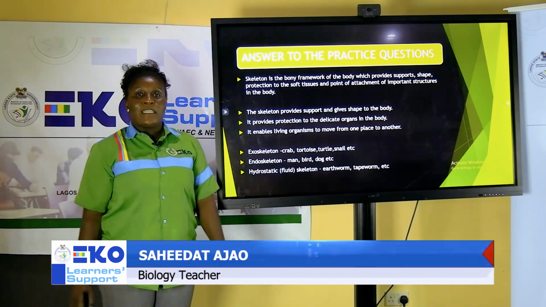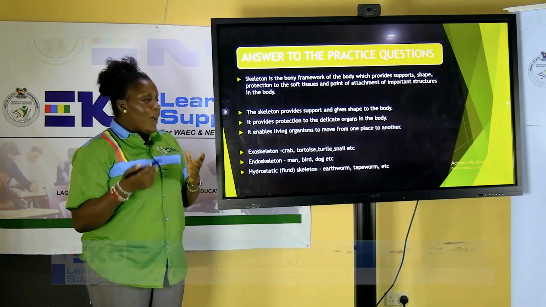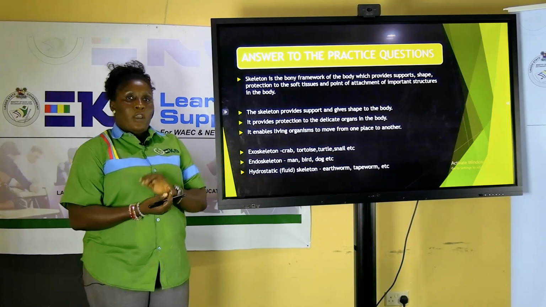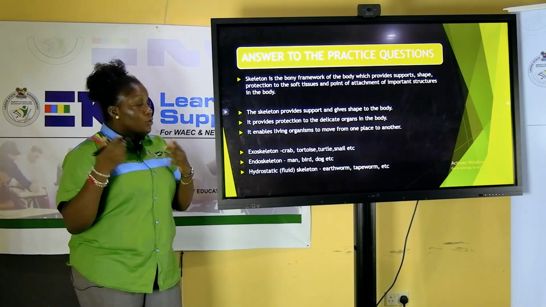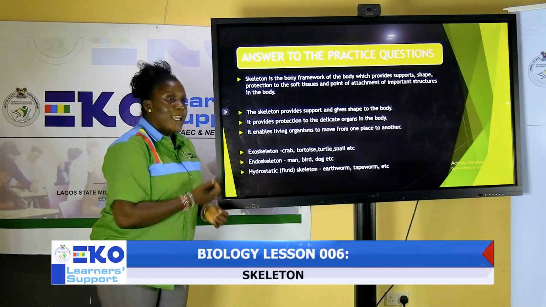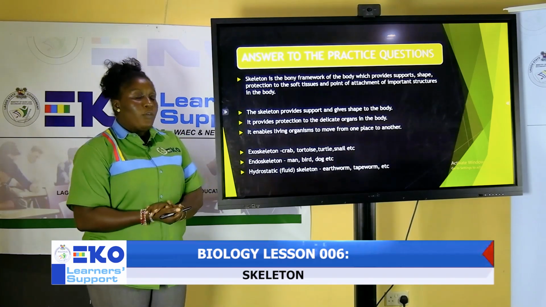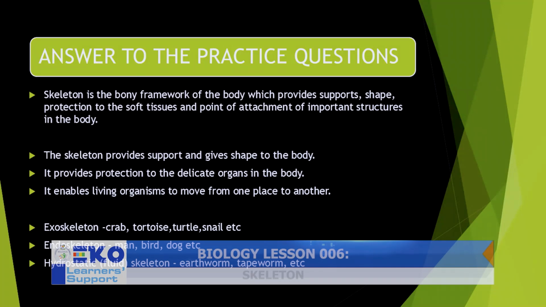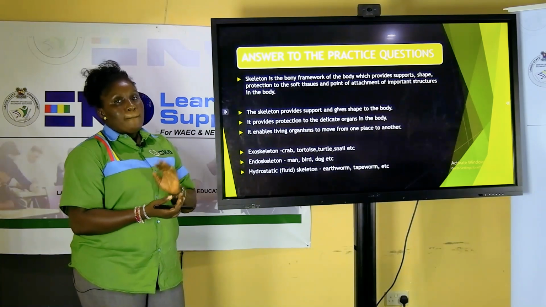For exoskeleton, which is the skeleton that is found outside the body of an organism, we have crab, we have tortoise, we have turtle, and we have what? Snake, and so many more. For endoskeleton, which is the type of skeleton that is found inside the body of the animal, we have man, you and I as an example, we have bird, we have dog, and many more. For hydrostatic skeleton, we have earthworm, we have tapeworm, and many more.